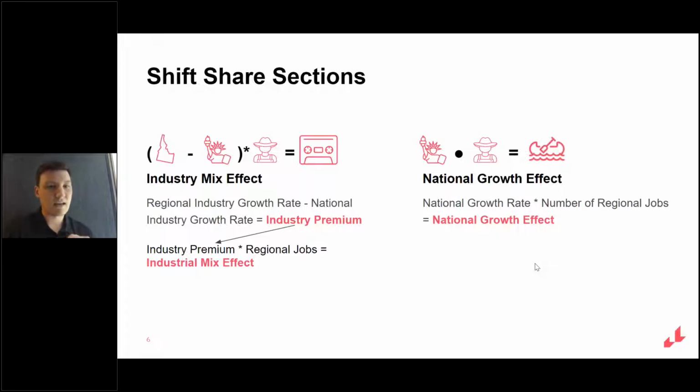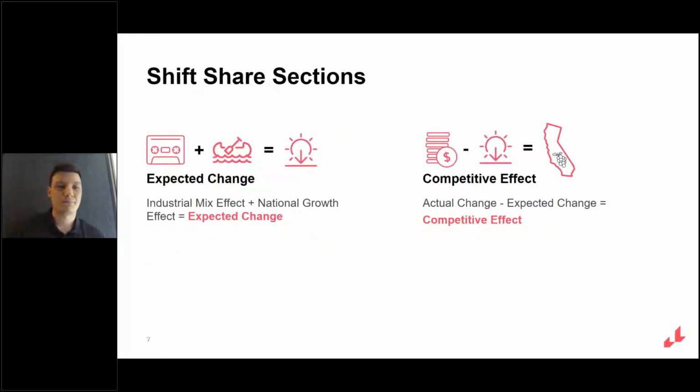The industry mix effect, again, is X industry. You can think about it as X industry is growing at a national level or declining at a national level. So we can predict it will also grow or decline at the regional level by X amount of jobs. And then the national growth effect, you can think about it as the economy as a whole is growing, X industry in my region will grow by X amount of jobs. Like I said, the rising tide lifts all boats.